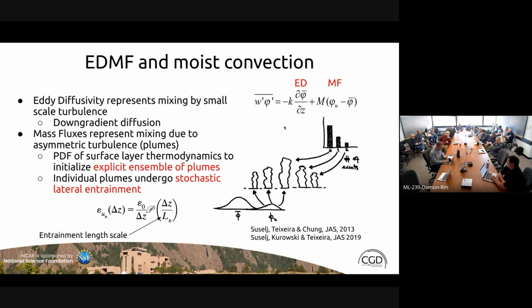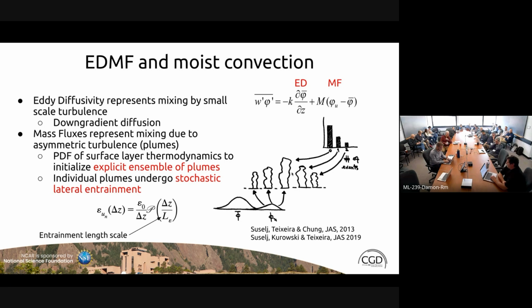Briefly, what that is: you are parameterizing your turbulent fluxes, W prime psi prime bar, as having an eddy diffusivity component, followed by a mass flux component. The eddy diffusivity component is going to represent mixing by small scale turbulence. It's parameterized using down gradient diffusion. And then the mass flux term is going to represent asymmetric mixing due to convective plumes. So we model the mass fluxes with a plume model.